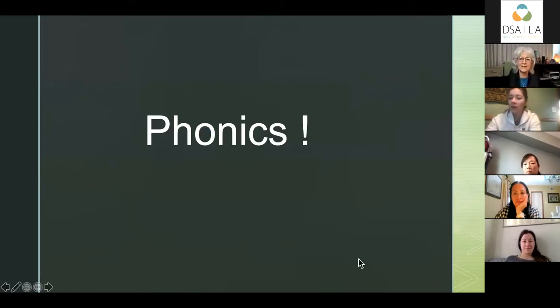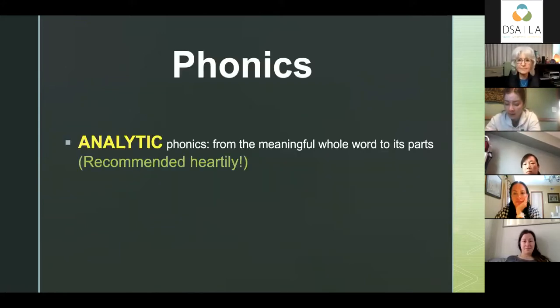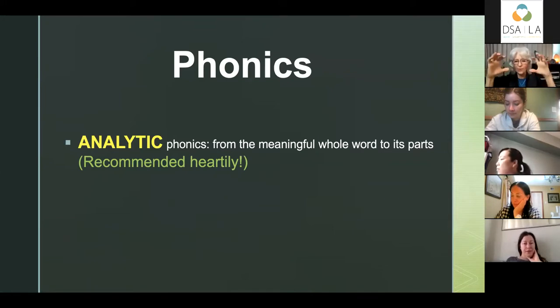Phonics. There are two kinds of phonics. There's analytic phonics, meaning from the meaningful whole, the word is taught first, then we break it into parts. Now, please understand, before you do anything with phonics, you are teaching letter sounds. You're teaching them right out of the starting gate along with whole words. Letter sounds plus whole words. You do that from the very beginning.